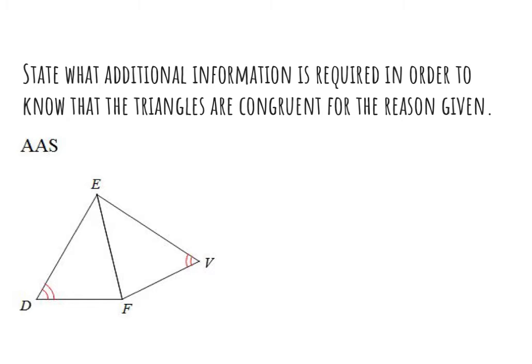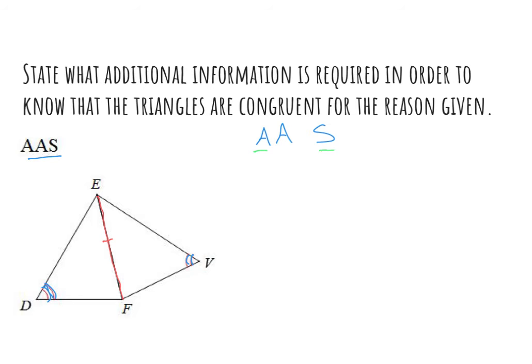So now we want to state what additional information is required in order to know that the triangles are congruent for the reason given. Because we are doing angle-angle side, we're going to need two angles and then the side that's not in between, a non-included side. We are already told of one angle, angle D is congruent to angle V, and we should know that because line EF is being shared, it is congruent to itself, so it would be true for the left triangle as well as the right triangle. So now we need a third piece of information.